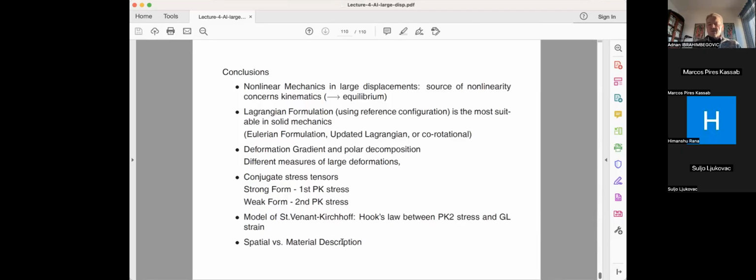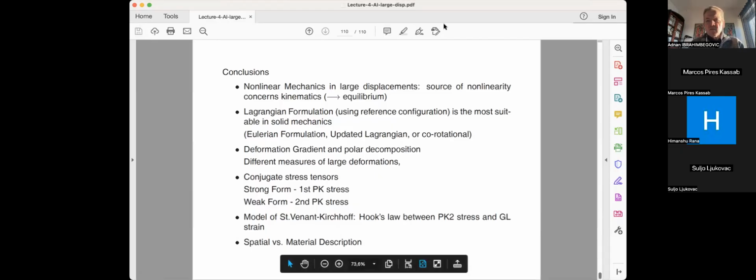In the strong form, this is the first Piola-Kirchhoff, and then in the weak form, the second Piola-Kirchhoff. And then constructing the constitutive model is quite tricky to obtain. If you take the simplest case of connecting Hooke's law, the second Piola-Kirchhoff stress and Green-Lagrange strain, you are in trouble because large compressive stresses are definitely not computed correctly. Then at the end, I showed you today the difference between spatial and material description. And that's about it, what I wanted to say here.